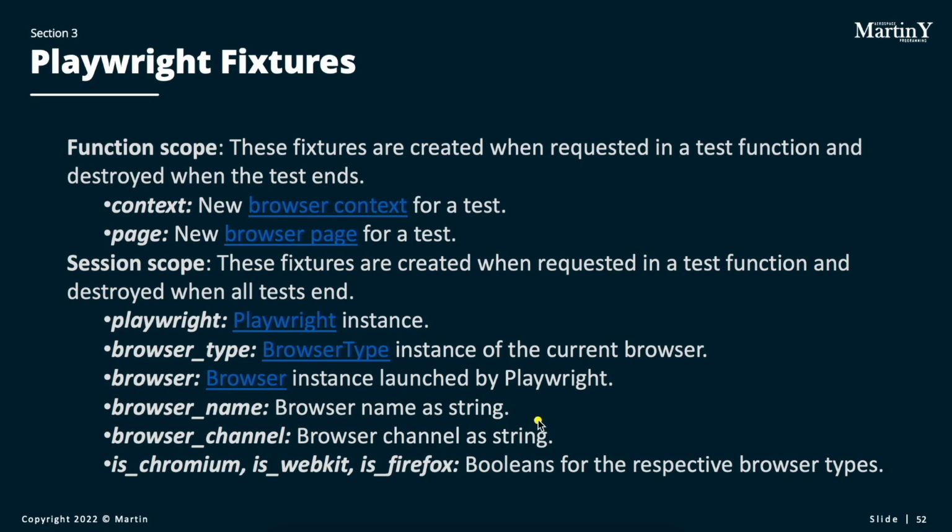And finally, we have some helper fixtures here, the one that provides the browser name, the one that provides the browser channel, and booleans that are returning whether the browser is Chromium, WebKit, or Firefox. Quite simple, isn't it? So those are all the Playwright fixtures that you can use, guys, within your tests.